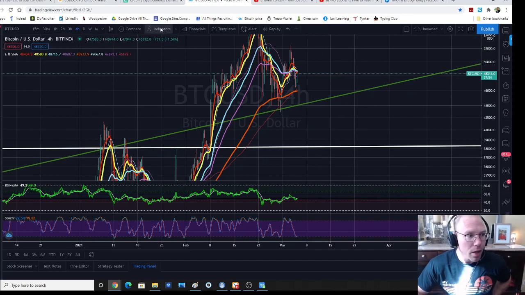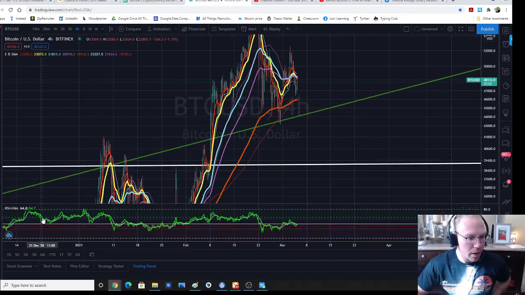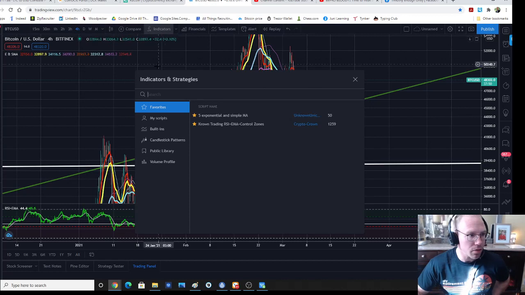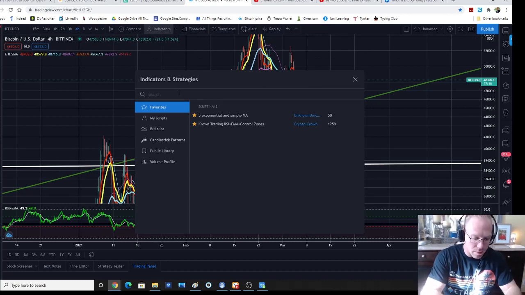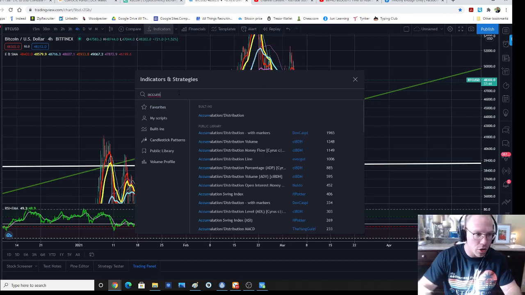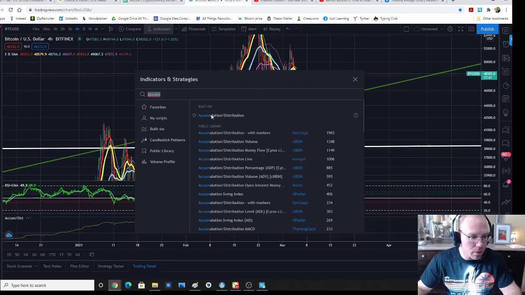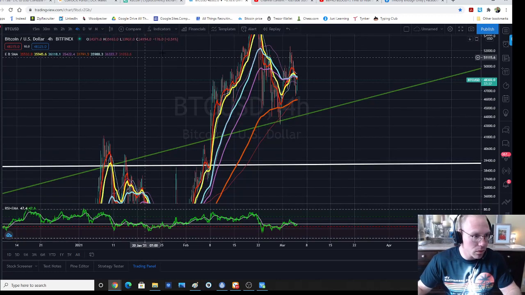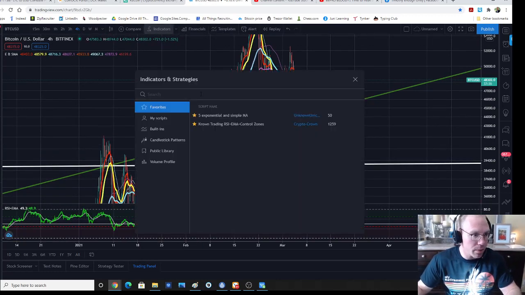Now, another really awesome indicator, and I also learned this from Krown, is, gosh, what is it called? Accumulation distribution. It's not that one. Let me see if I can find it here.